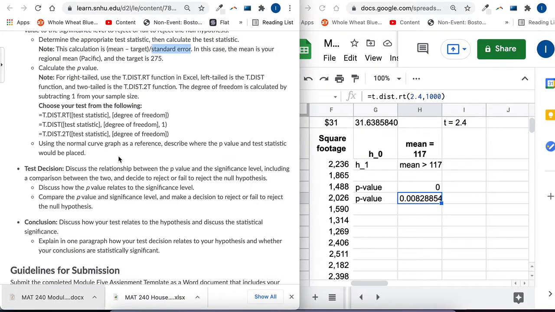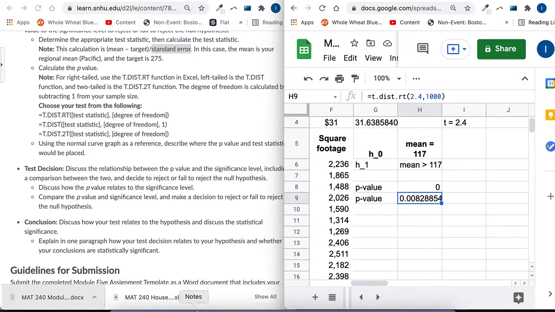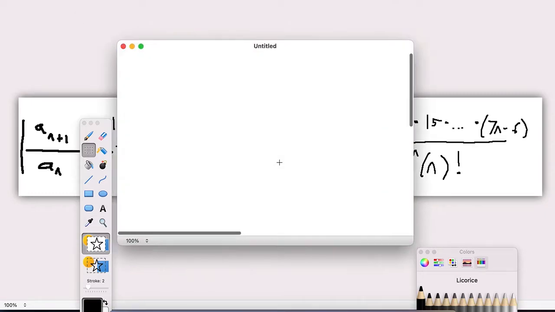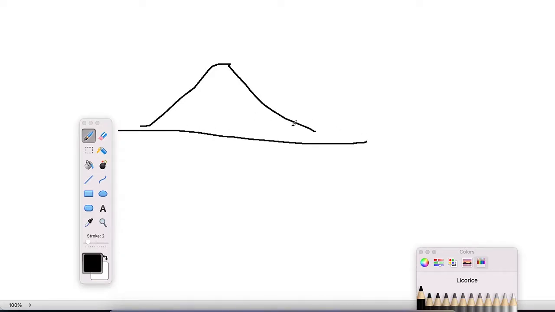Using the normal curve graph as a reference, describe where the p-value and test statistic will be placed. So maybe I can draw a quick picture. That's for something else. You don't have to worry about that crazy stuff. So this is the normal distribution. I don't think you have to draw a picture. I think you just have to describe. I'm just drawing a picture for you.